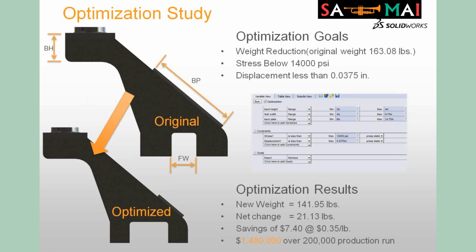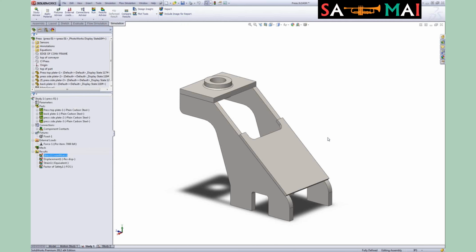What we're going to see is after this optimizes our optimization results, the new weight's going to be 142 pounds, which is about a 21 pound difference or reduction in weight. It's a savings of $7.40 per press. So if you figure you manufacture 200,000 of these a year, it's almost $1.5 million worth of savings in raw material at 35 cents per pound for steel. So you can see where optimization really comes into play in saving your company money. So let's start an optimization study.